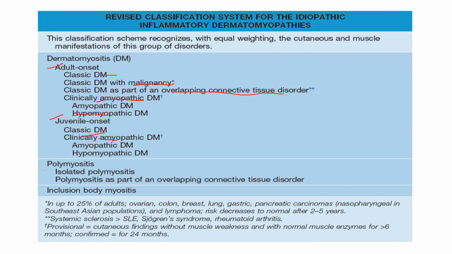Then the other classification gives us polymyositis. In this case, the skin is okay, but now you have isolated involvement of the muscles. The last one is inclusion body myositis, which is usually covered in other disciplines.